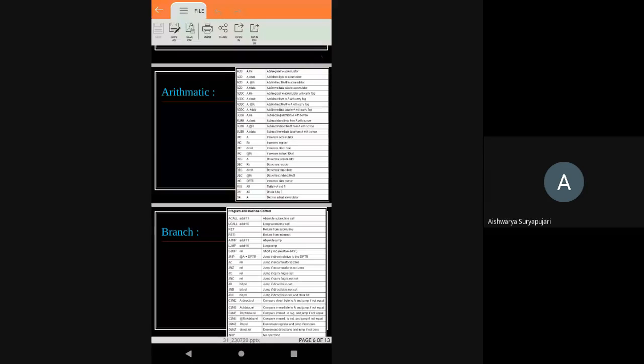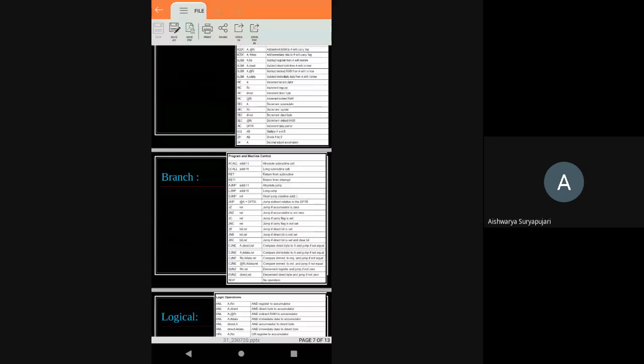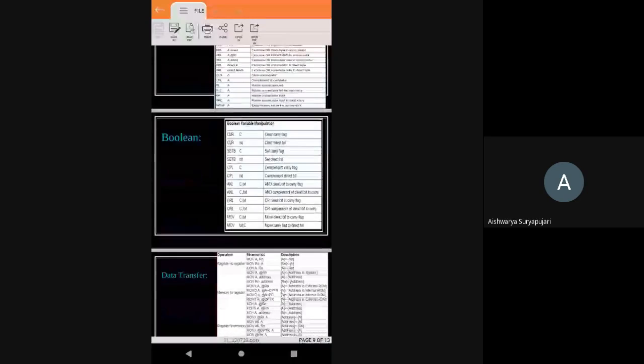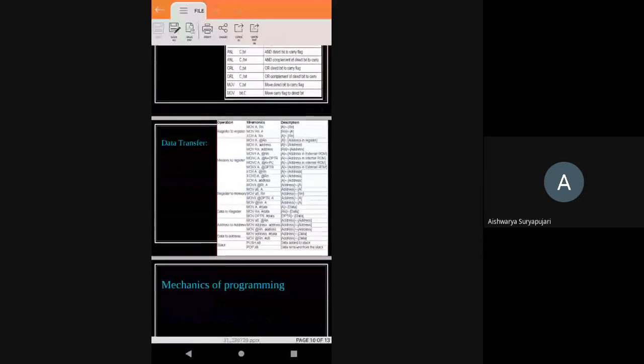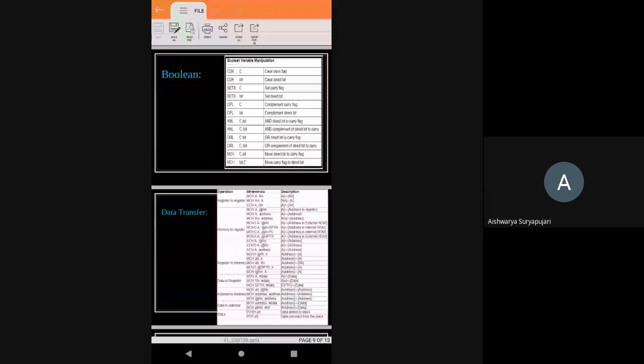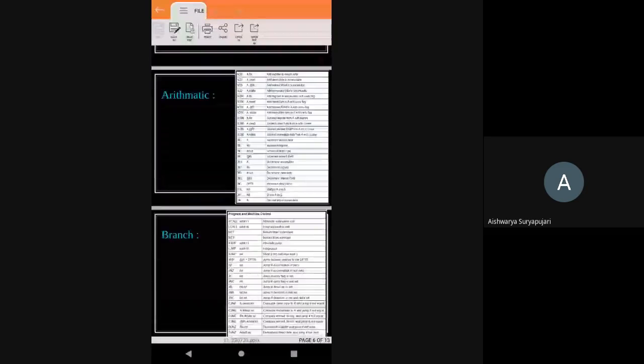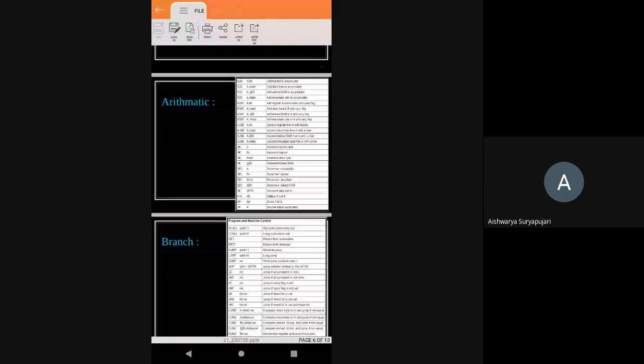So this is what you can see on your screen: the arithmetic instruction, branching instruction, logical instruction, Boolean or bitwise instruction, and data transfer instruction. So this is only what today we are going to learn. Afterwards I will share this PPT to you, so you can check how many instructions are here under each category.